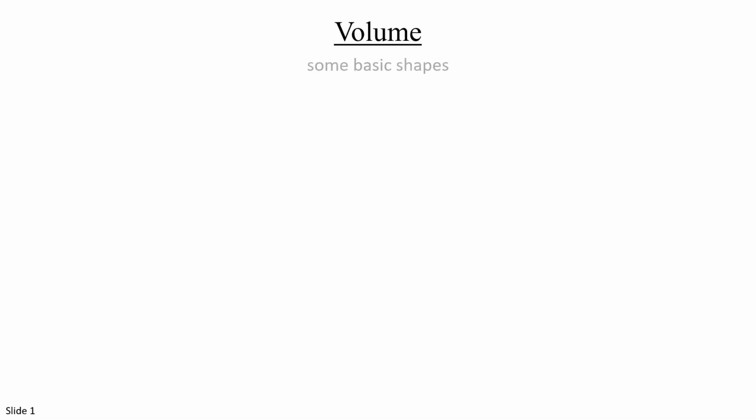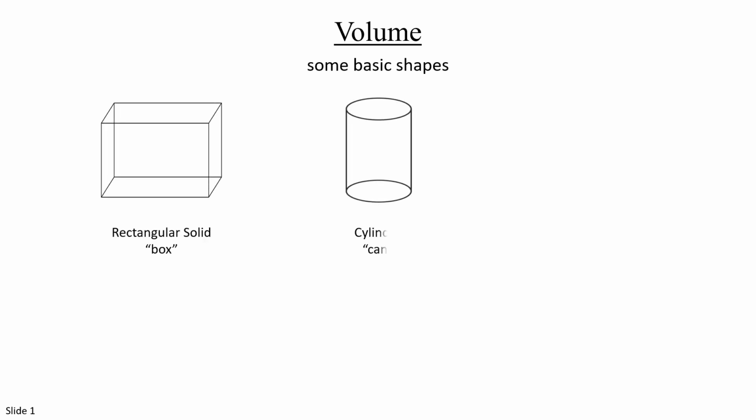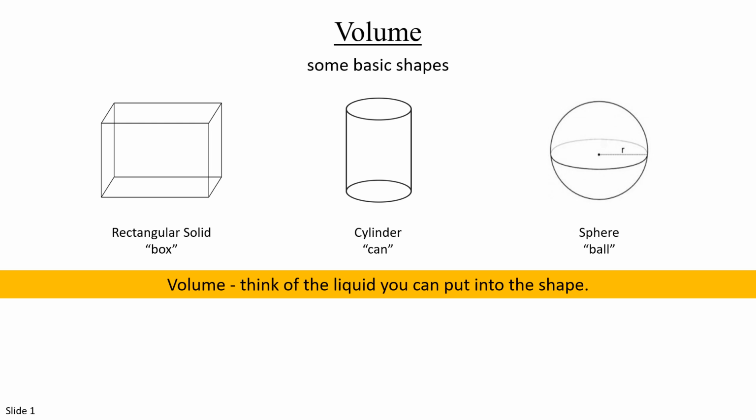Volume. Some basic shapes: a rectangular solid or box, a cylinder or can, a sphere or ball. Think of the liquid you can put into the shape, which differs from perimeter, which was fence line, or area, which was the grass.